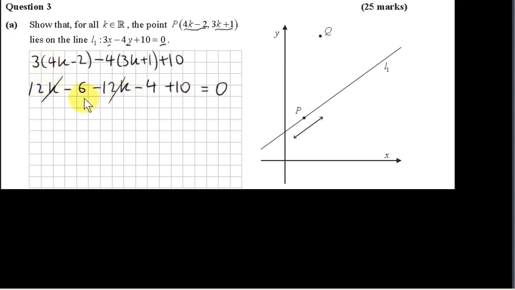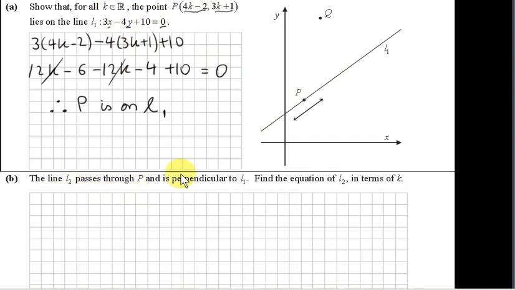Well, the k terms cancel out, we end up getting -10 + 10, which is indeed 0. So that shows that P is on the line, which is called L1. We could call this point the parametric form of a general point on the line L1. So by plugging in any number we like for k, we can generate a point on this line. So k is any real number.